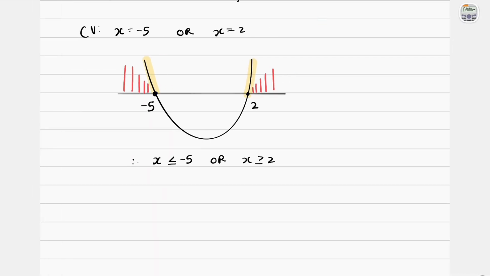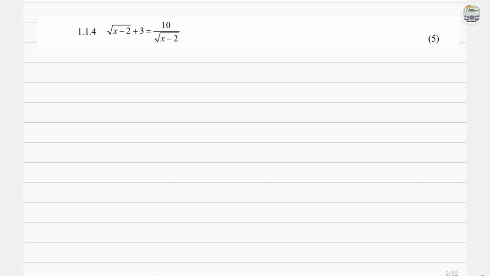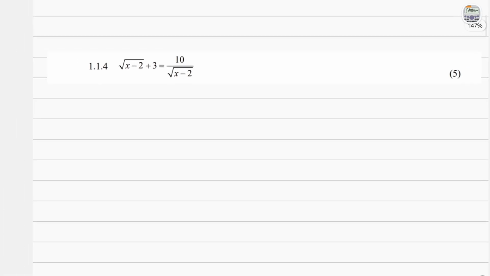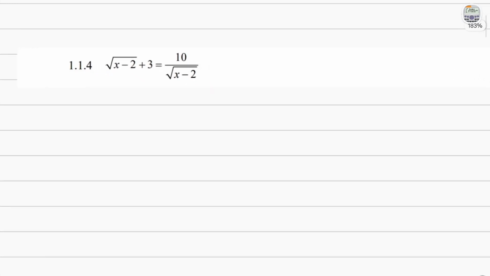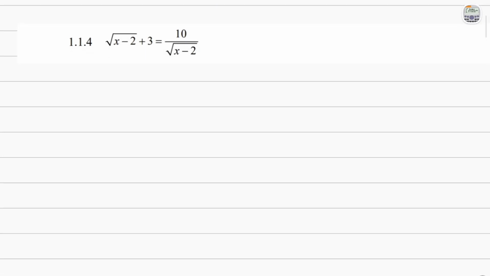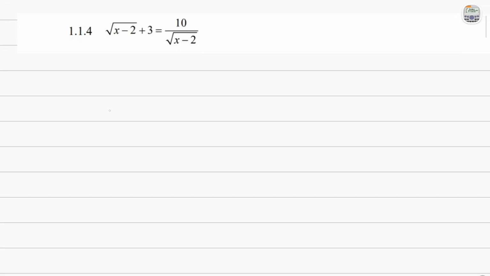Okay, and moving on to the next question. Question 1.1.4 says we have to solve for x in this equation with surds. Now, do you notice that the surd that they have presented has just been repeated? So you can use the k substitution method here. So you say let k be equal to whatever was repeated. But I'm going to use a different approach here.